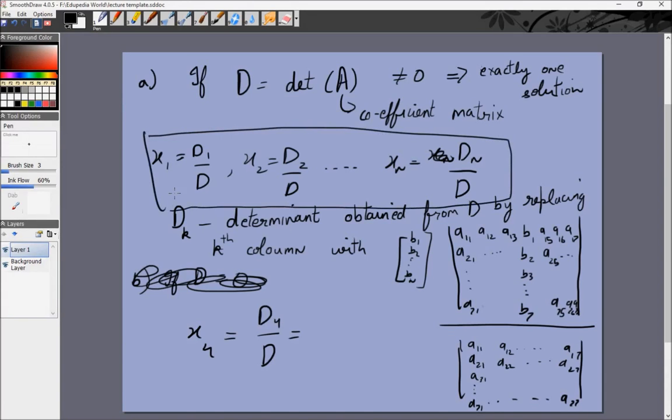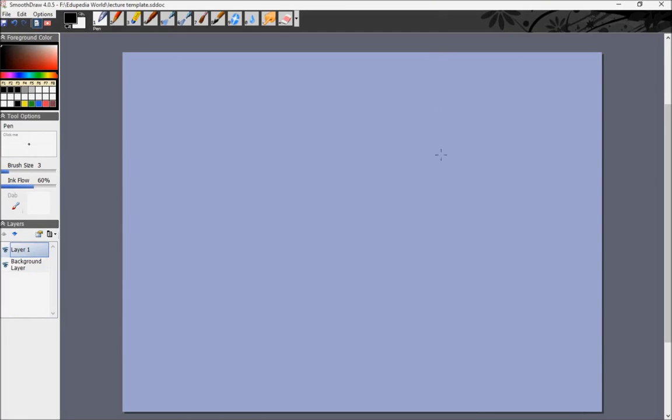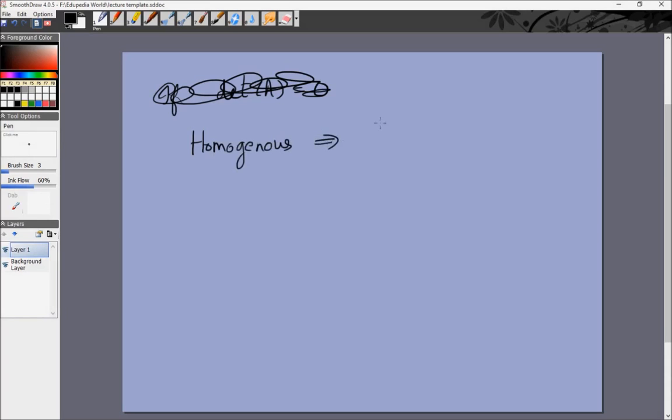Right. Now let's see what happens if the determinant A is 0. Okay, first of all, wait a second, I jumped the gun here. Let's see what a homogeneous system of equations is. A homogeneous linear system of equations is one in which b1 is equal to b2 is equal to bn is equal to 0. That means all the right hand sides are 0.